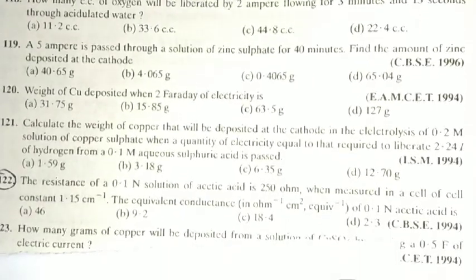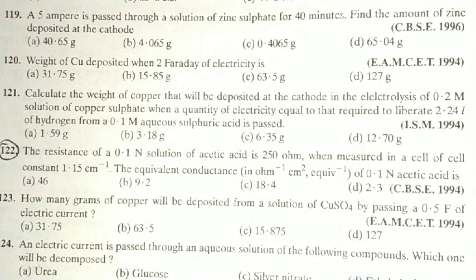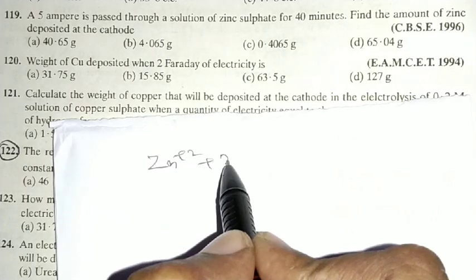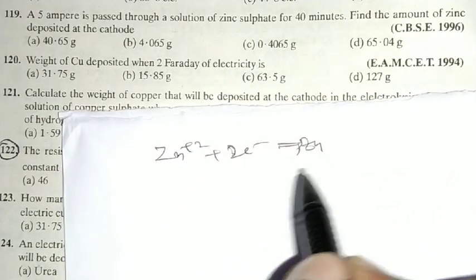Right. Look at the next question. A 5 ampere current is passed through a solution of zinc sulfate for 40 minutes. Find the amount of zinc deposited at the cathode. This is also direct. So zinc, by taking electrons, converts into zinc metal. Okay. This is the basic equation.